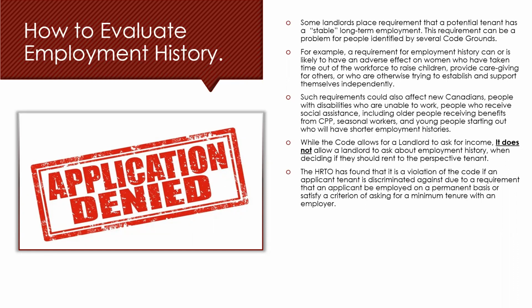So let me be clear, if you already decided to rent to that person because their income on paper shows that they can afford the unit that you're renting, there's nothing wrong with then asking them, hey, can I get your information about where you work? As long as it didn't factor into the decision to rent to them, it is not discriminatory. However, the HRTO found that it is a violation if an applicant tenant is discriminated against due to a requirement that the applicant be employed on a permanent basis or satisfy a criterion asking for a minimum tenure with an employer.